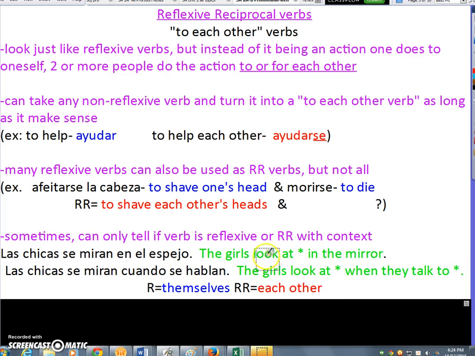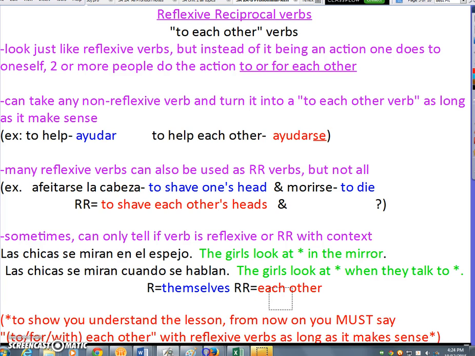Again, either of these would work and make sense. Sometimes you need a little more context or a little more clarity. It's just something to think about. So, to show you understand the lesson, from now on you must say "to, for, or with each other" with reflexive verbs as long as it makes sense. If it doesn't make sense, like up here with morir, then don't say it.